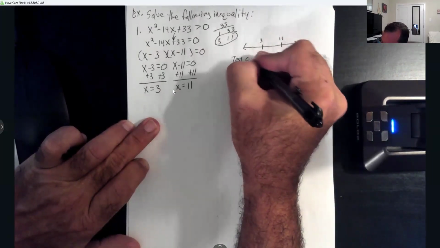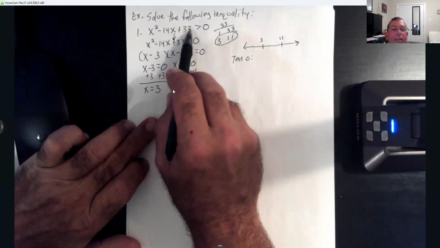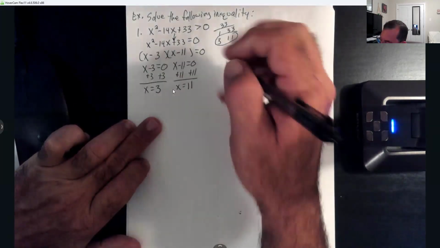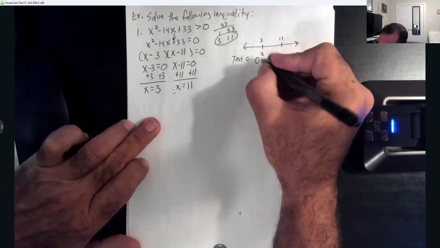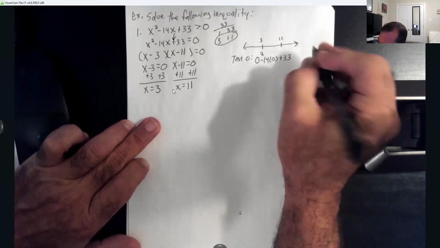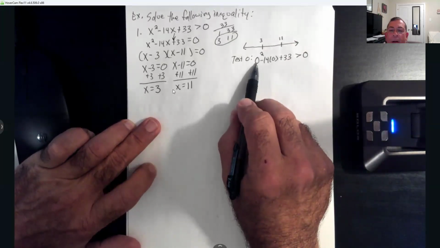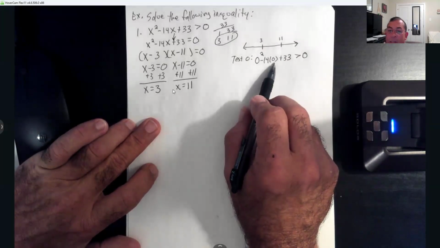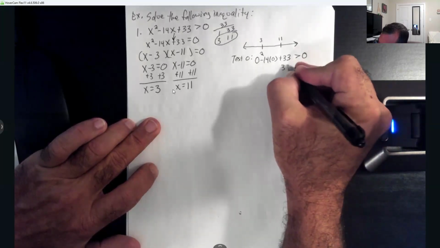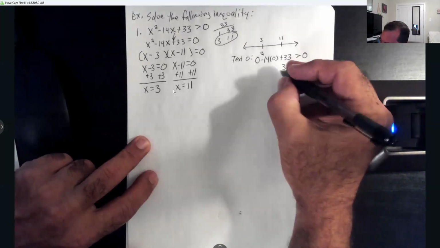So remember, I'm going to test 0. To test 0, I put a 0 in for this and see if it's greater than 0. That's going to give me 0 squared minus 14 times 0 plus 33. That has to be greater than 0. Well, y'all, 0 squared is 0. 14 times 0 is 0. So 0 minus 0 plus 33 gives me 33, greater than 0. This is true.